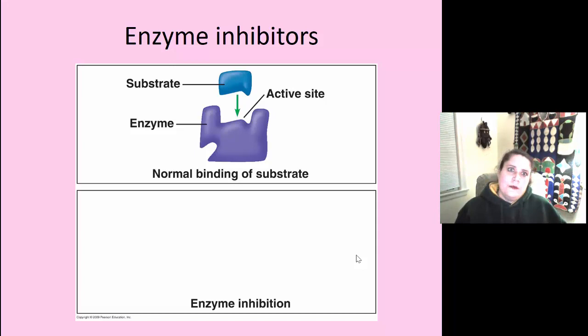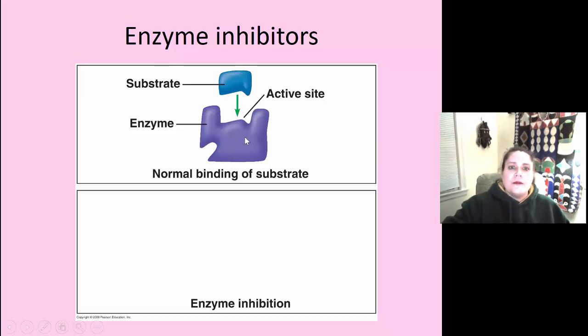There are also inhibitors. If you think about what inhibit means, to get in the way of something or to stop something from happening. So an enzyme inhibitor can keep an enzyme from working. Now, enzyme inhibitors are actual molecules. When we talk about those different environmental conditions, that's not an inhibitor. That's an environmental condition. An inhibitor is some other kind of molecule that's going to come in and do something.